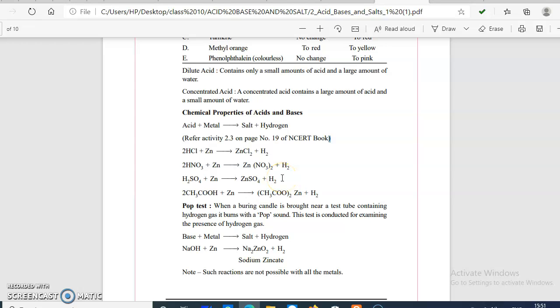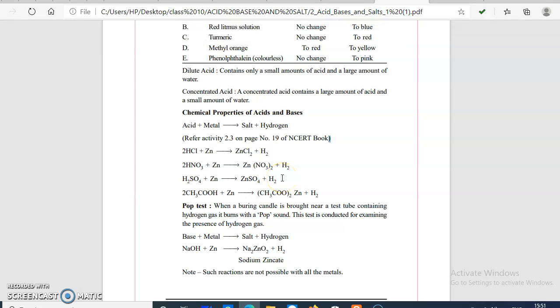Now how will you test that hydrogen is liberated in this case? That test is called the pop test. When you test the presence of hydrogen after this reaction, this is called the pop test. What is the pop test? When a burning candle is brought near the test tube where hydrogen gas is there, it burns with a pop sound, right? This test is used for examining the presence of hydrogen gas.